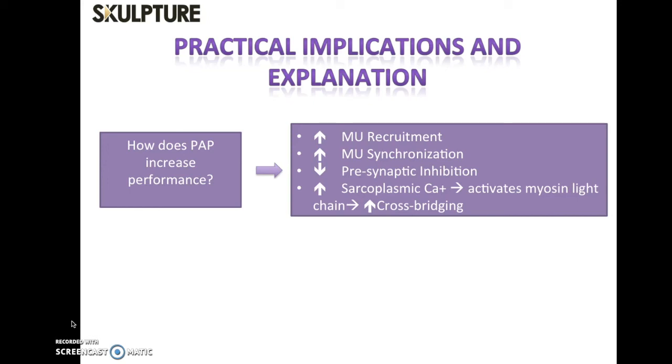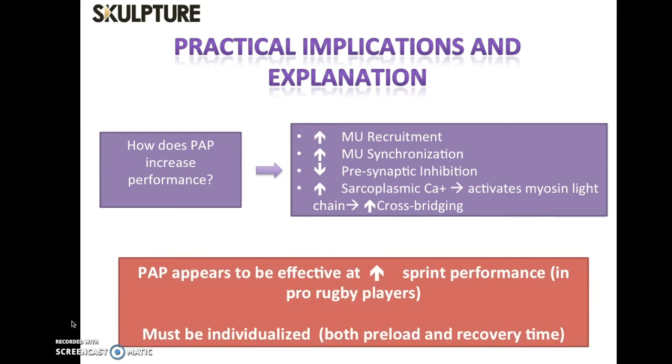Finally then, and the most important aspect of this video is, what can you take away from this? Well, what we know is that post-activation potentiation appears to be effective at increasing sprint performance, specifically in professional rugby players, but potentially could be transferred into other sports and other well-trained athletes. The other thing we also know is that it must be individualized, both in terms of the preload and recovery time. So although all athletes received the same preload in this study, this may partly explain why not all athletes responded in a similar manner.